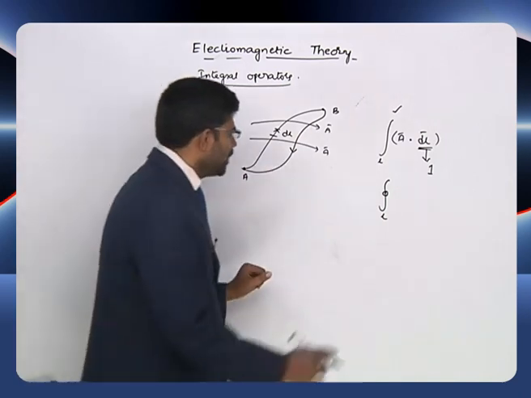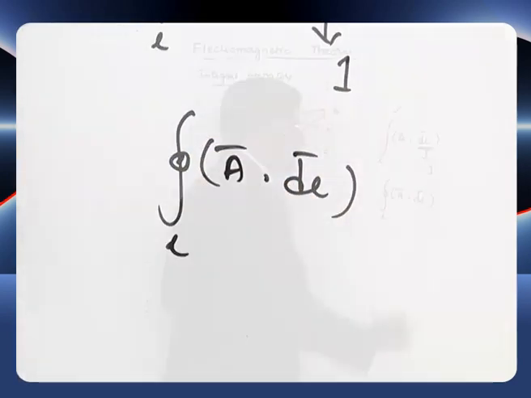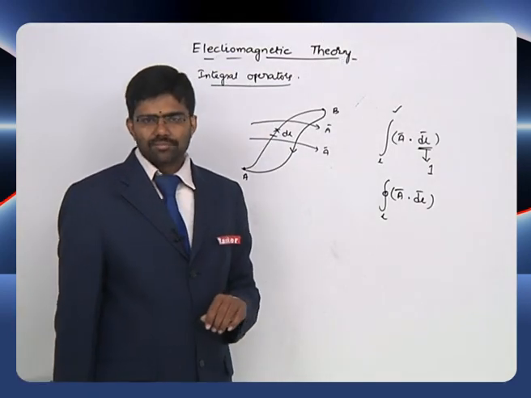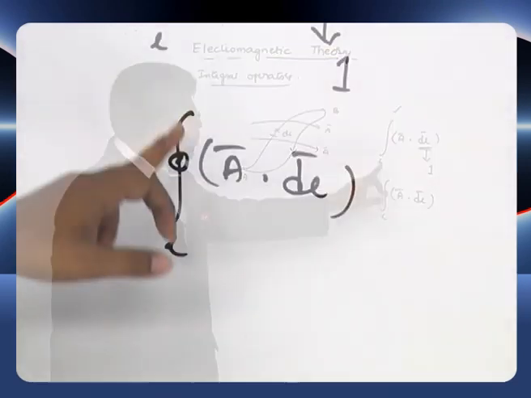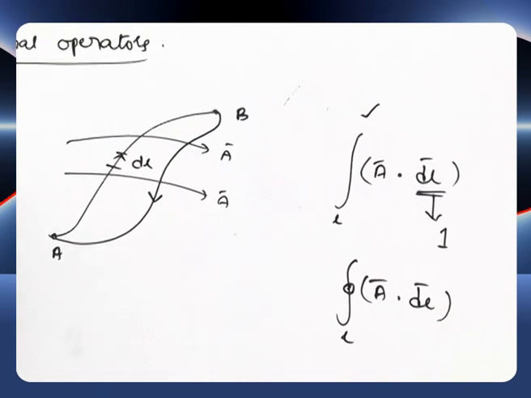The notation is like this, A bar dot dl bar. That is what we need to consider. So it's an open line integral as well as a closed line integral. In the same way, we have the surface integral.